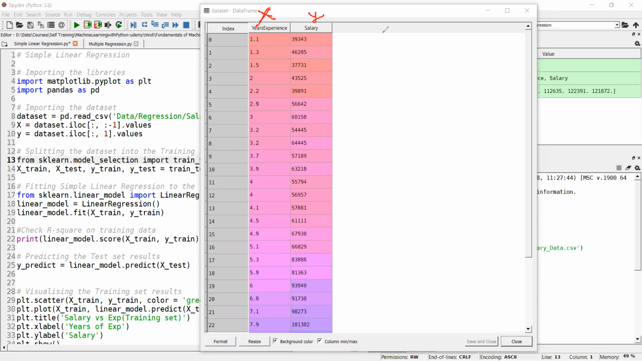Suppose I am splitting in a 2:1 ratio, which means 67% training and 33% testing. So out of 30, the first 20 readings, till 19, this will be your train, and beyond this will be your test. Now this is clear, Vivek ji? Yes, Rishi ji, it's clear. Okay.